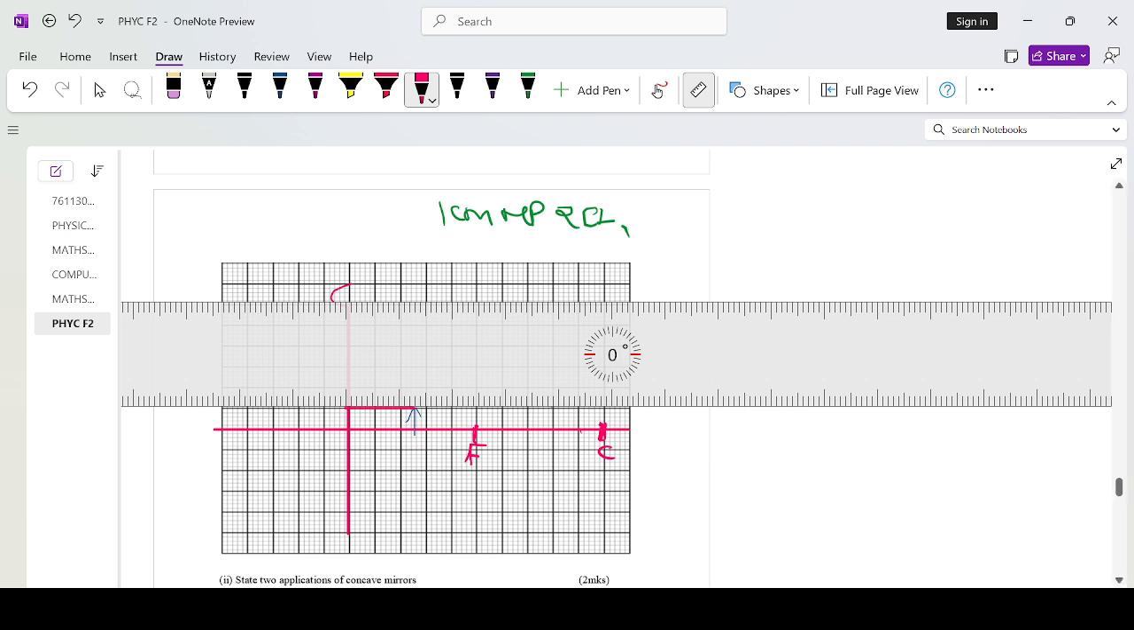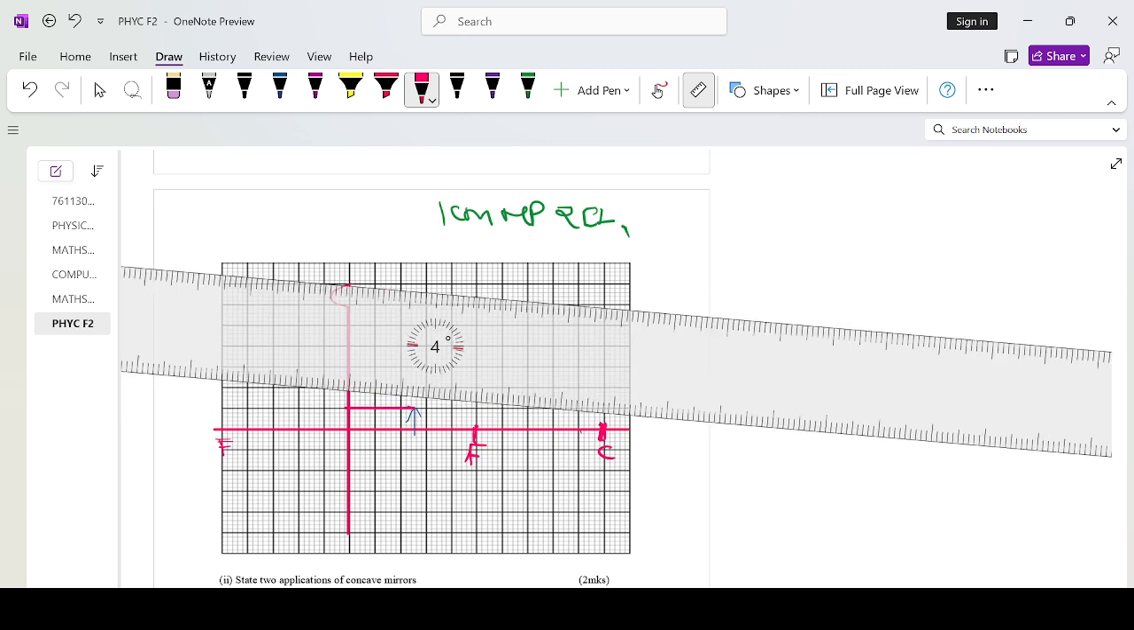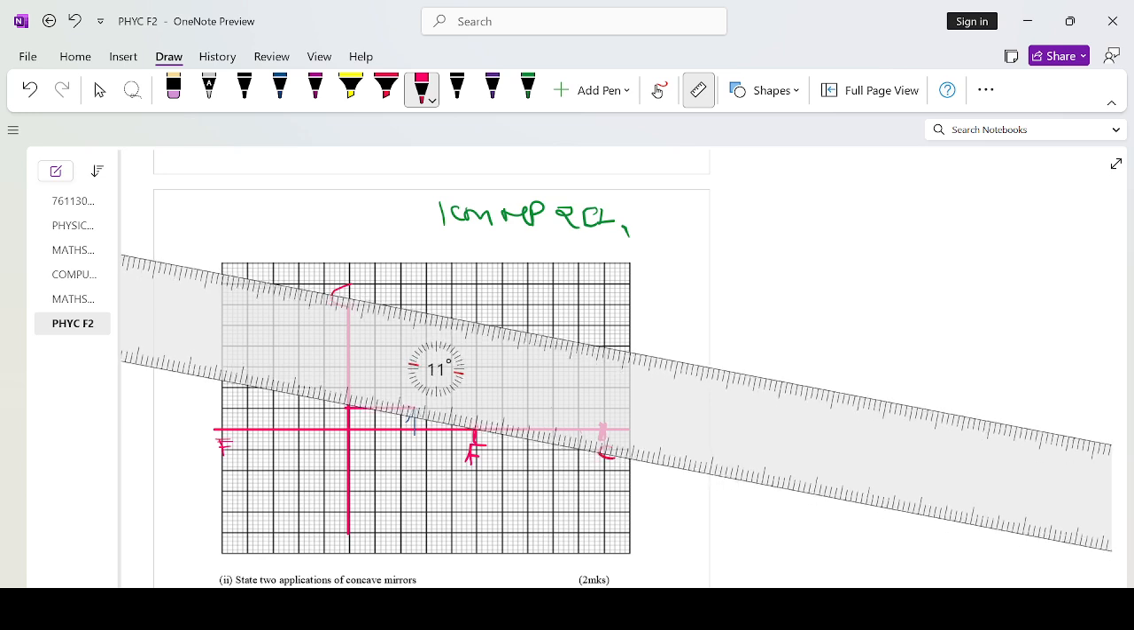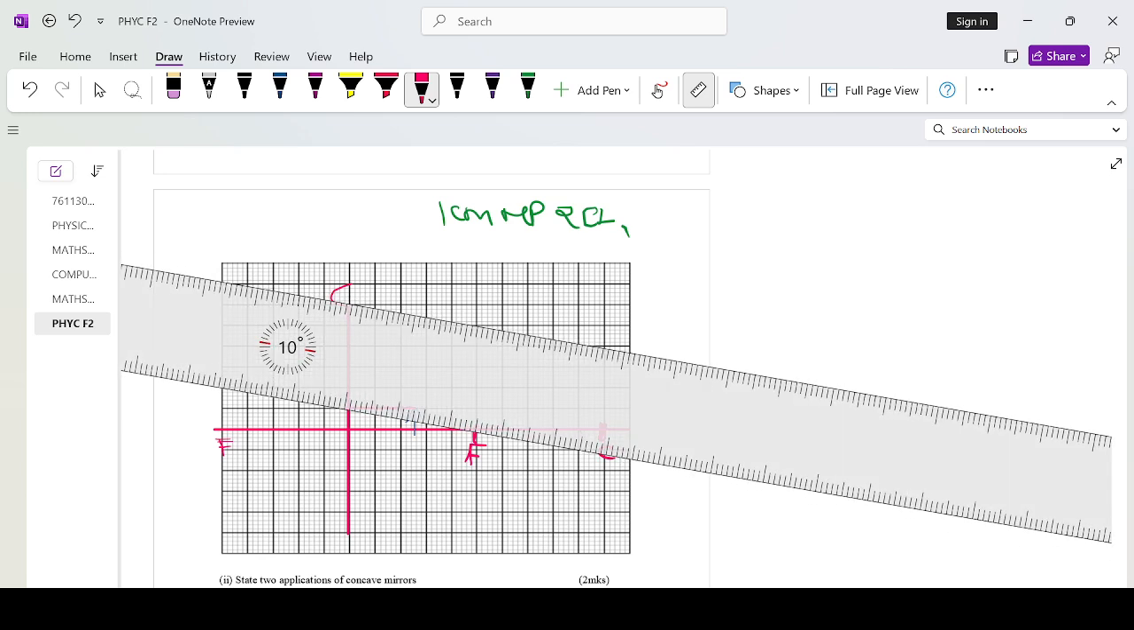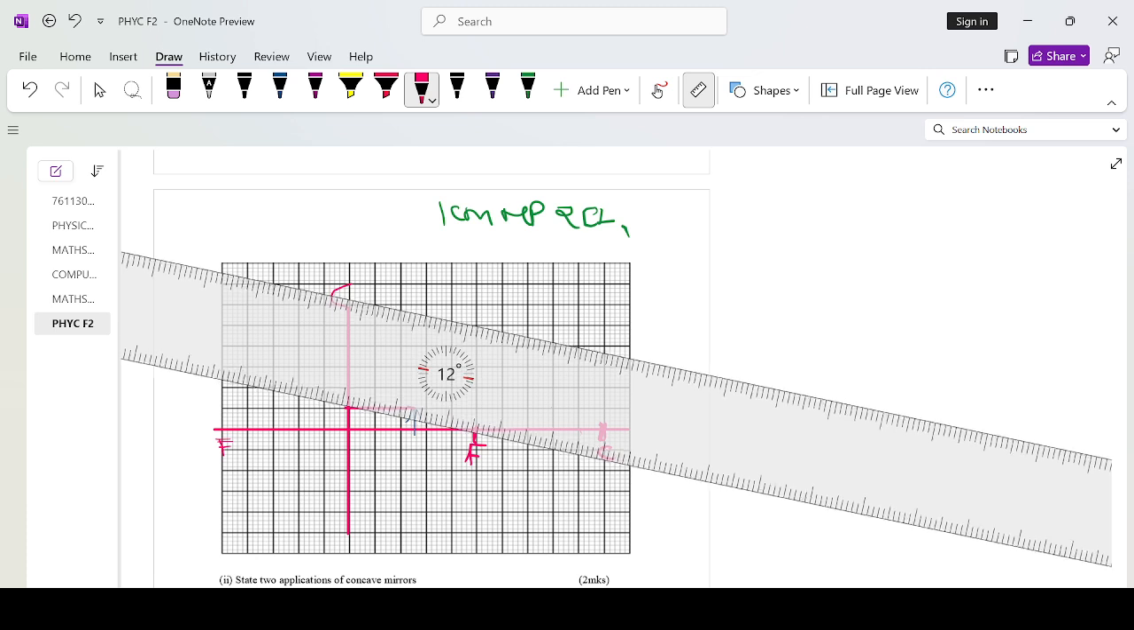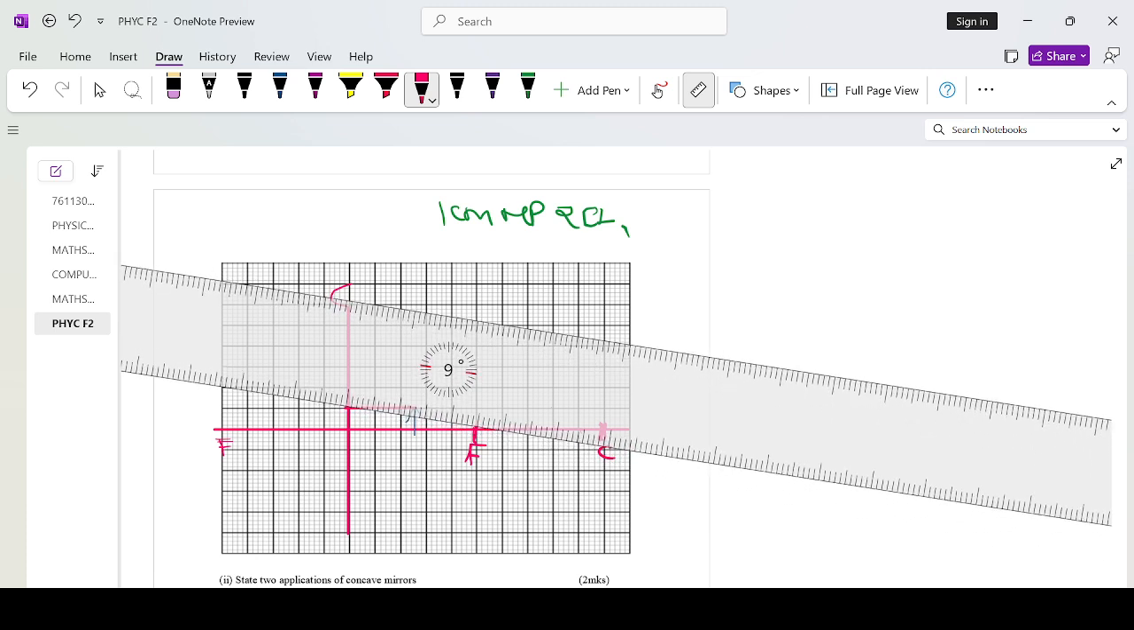A ray parallel to the principal axis, and F is here: 1, 2, 3, 4, 5. I have F here. That ray parallel to the principal axis will move in such a way that it gets diverged such that it tends to come from F, like that.